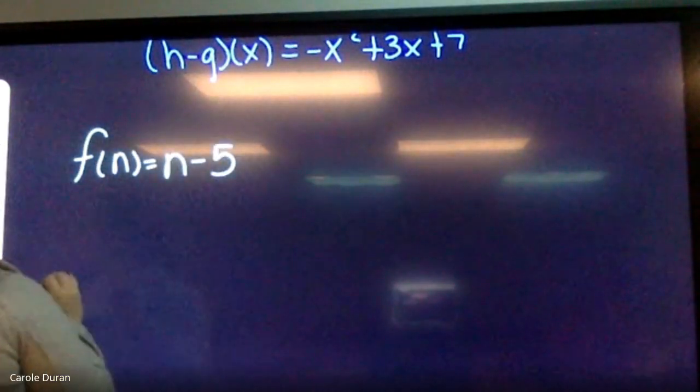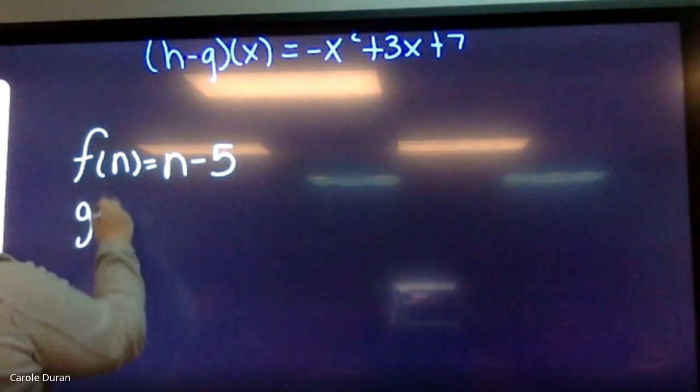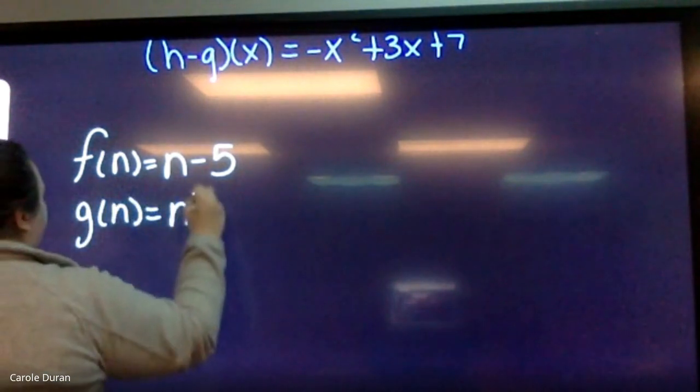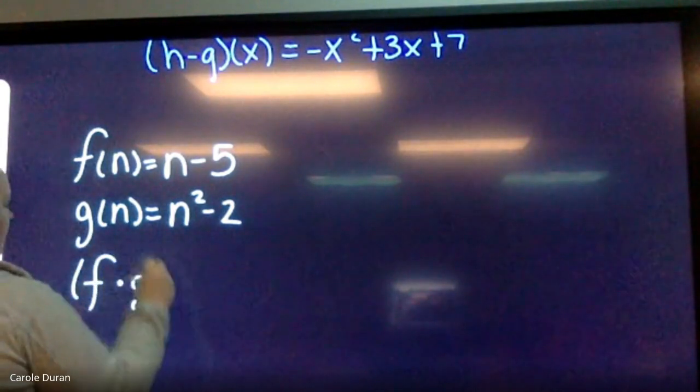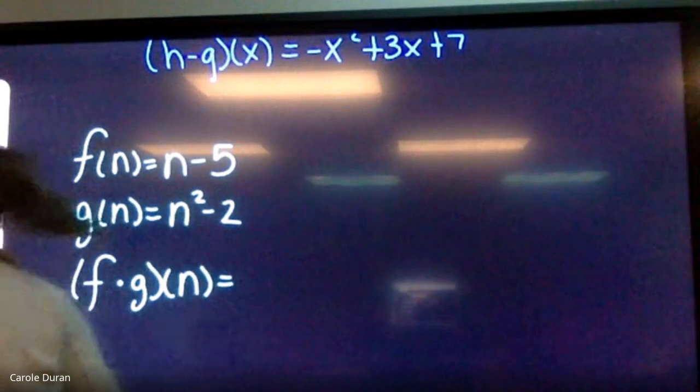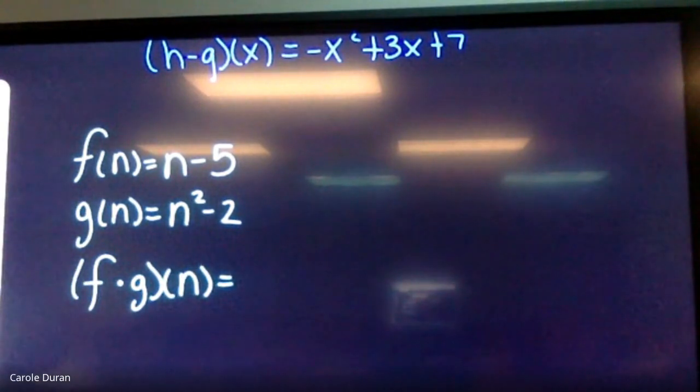My first function f is n minus 5. My second function g is n squared minus 2. And I would like to find f times g of n. It is important to note that when I have multiplication, it is a closed dot, not an open dot. There's a very big difference between the two of them. So make sure when you're writing it, it is a closed, solid, completely filled in circle. Okay? And it is exactly how it sounds.